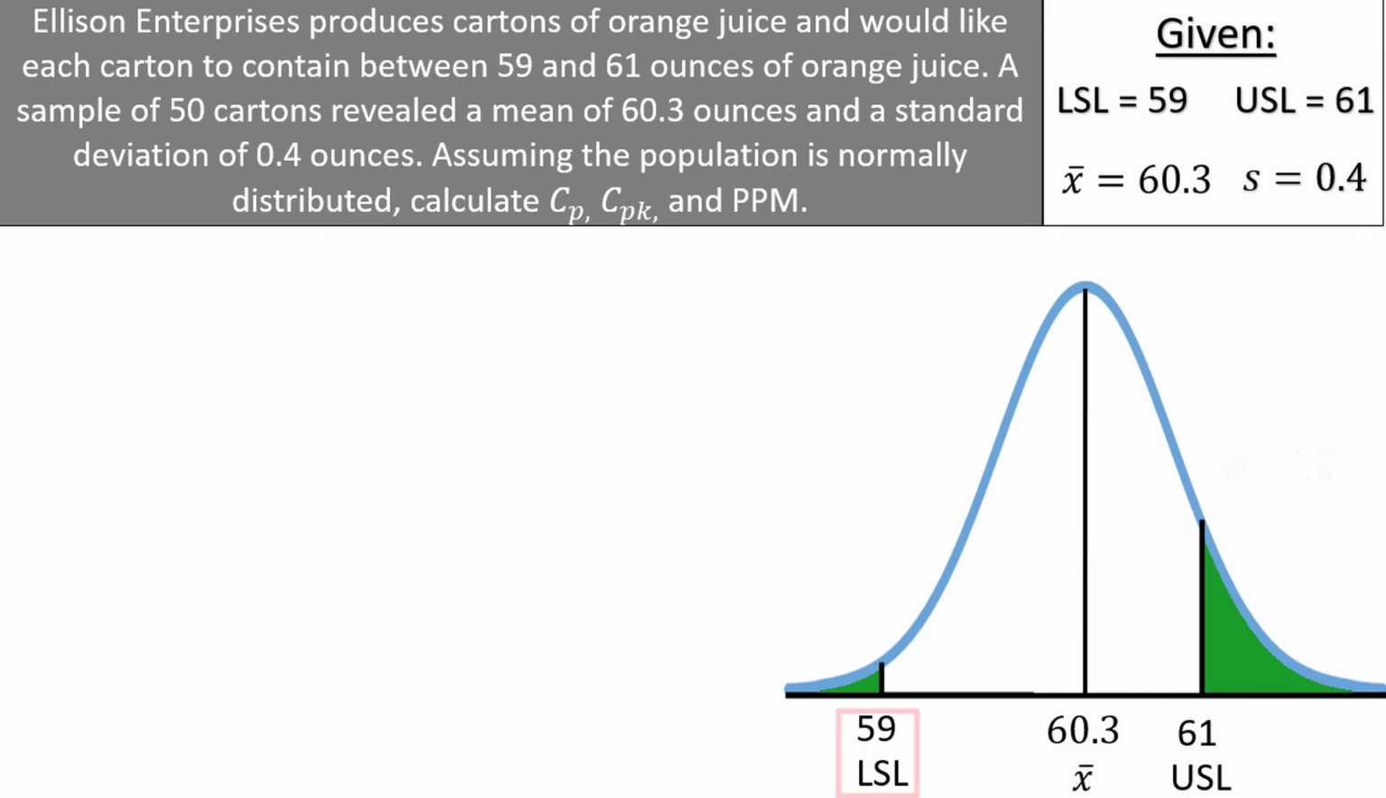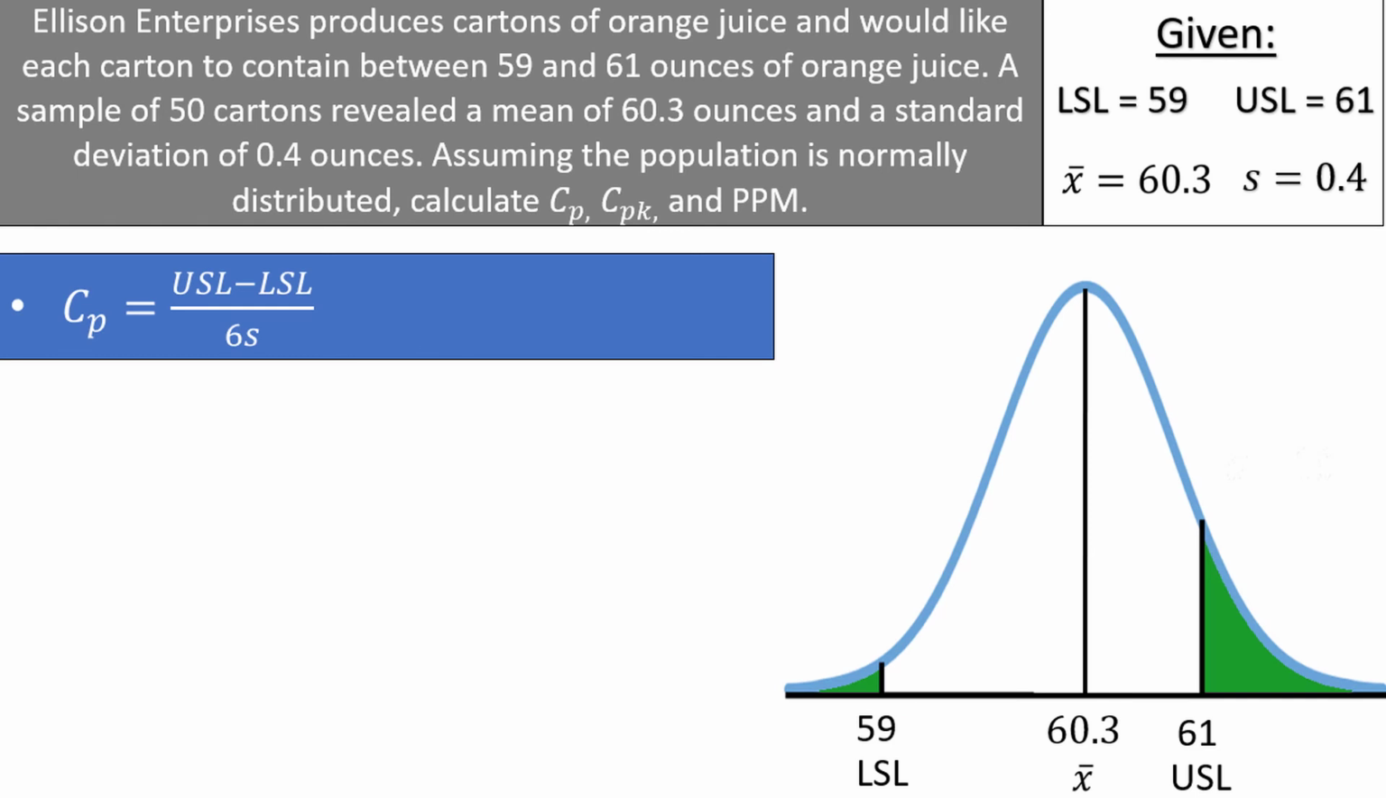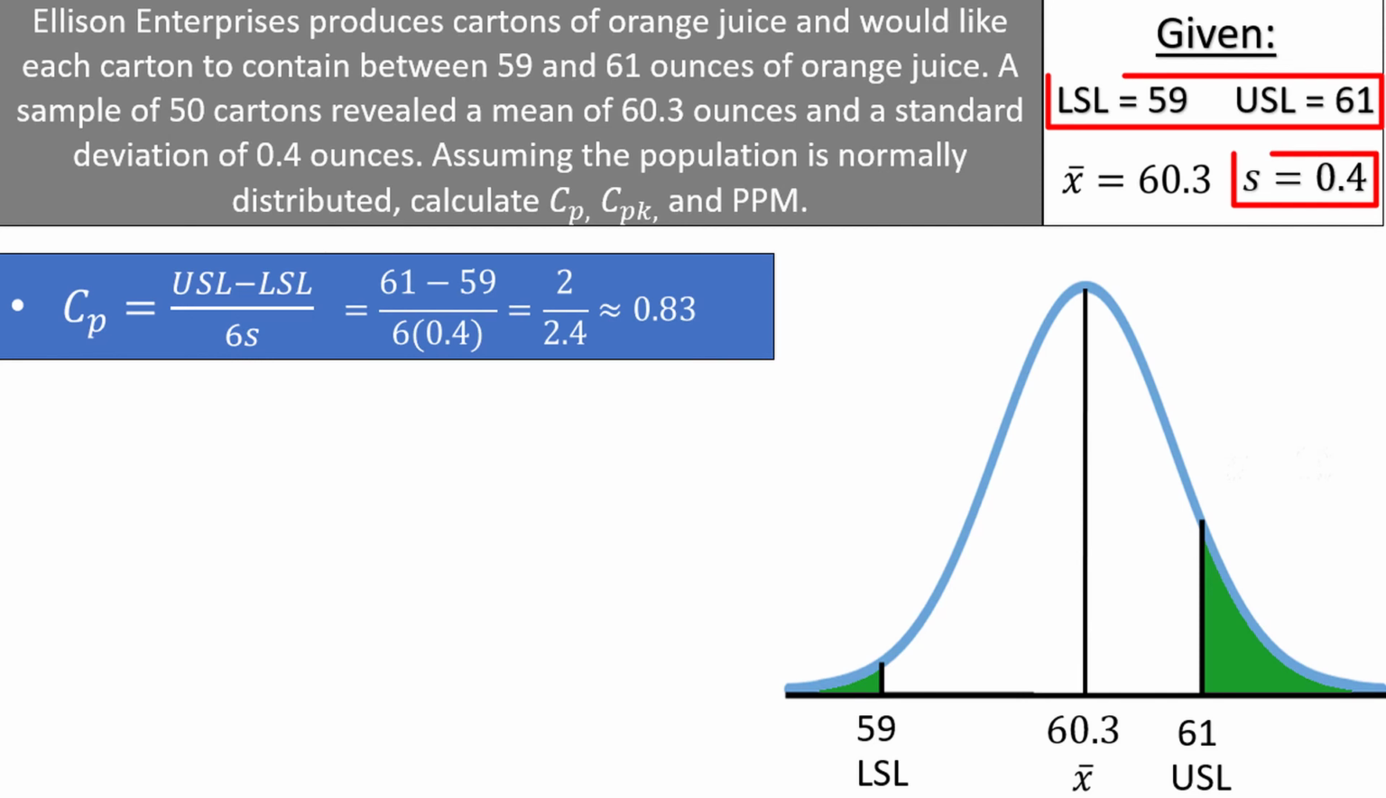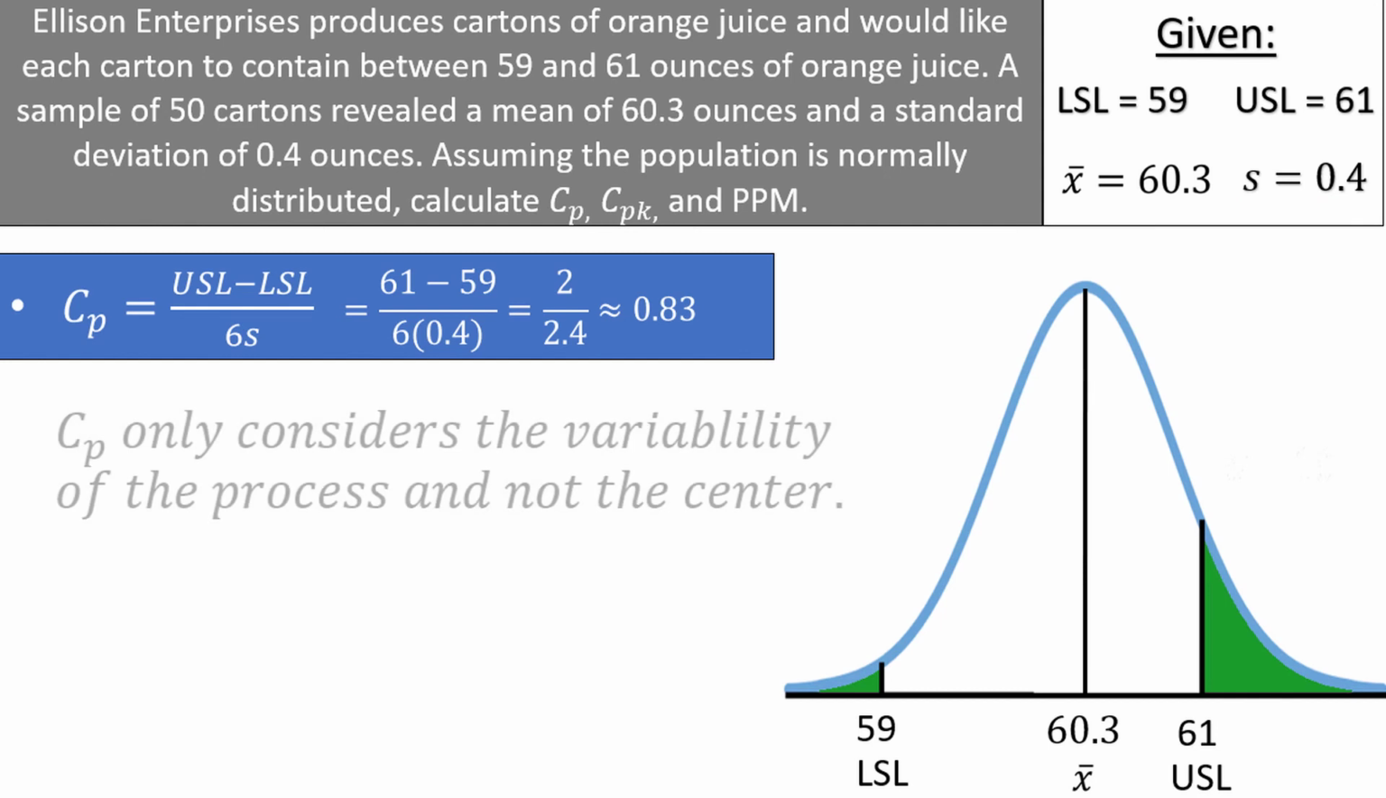Let's move to calculating CP, which is equal to USL minus LSL divided by 6 times the standard deviation. 61 minus 59 divided by 6 times 0.4 is equal to 2 divided by 2.4, or about 0.83. This is the capability measure assuming the mean is in the middle of the two specification limits. But, of course, it isn't in this example. This value only takes into consideration the variability of the process and not the center.